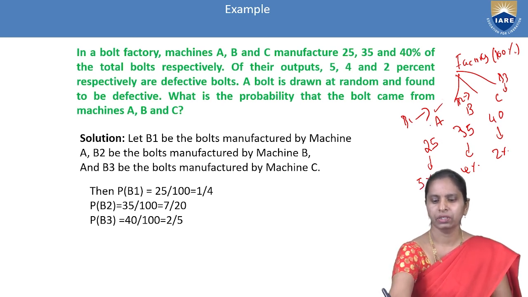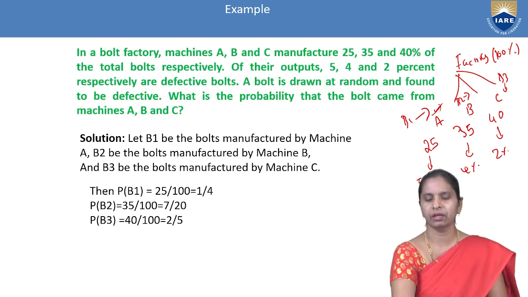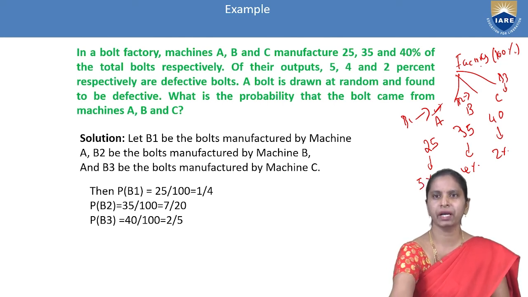But what is the probability also they have given? It is manufacturing in terms of percentages, out of 100%. Mission A is producing 25%, mission B is producing 35% and mission C is producing 40%. It means mission C is having more probability, mission B is next and mission A is having the least probability. Then P of B1 equals 25 by 100, P of B2 equals 35 by 100 and P of B3 equals 40 by 100.